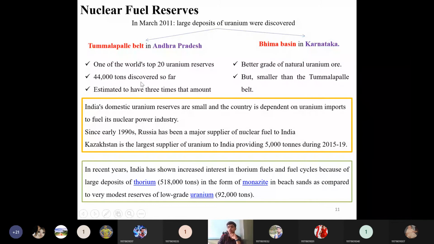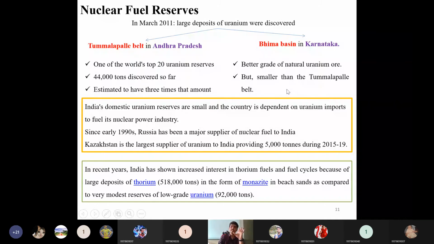Around 44,000 tons have been discovered so far. According to the exploration taken up so far, that has been estimated as 44,000 tons discovered, and they are expecting three times more than this capacity. They are assuming there will be huge capacity. Then the next one is the Bhima basin, which has a better grade of natural uranium ore. The grade is much better, but the reserve is very small compared to the Tummalapalli belt.